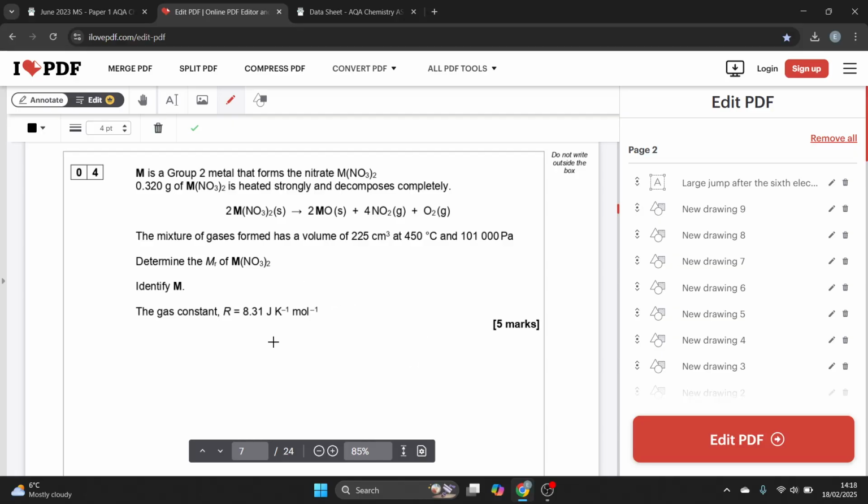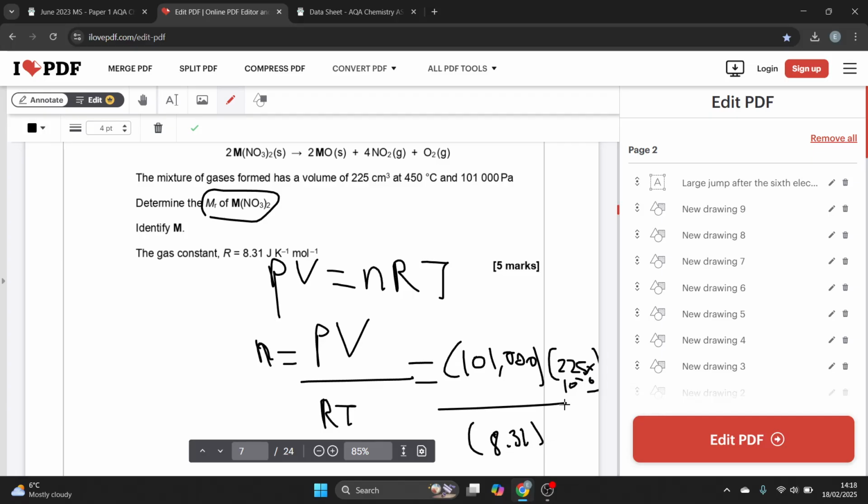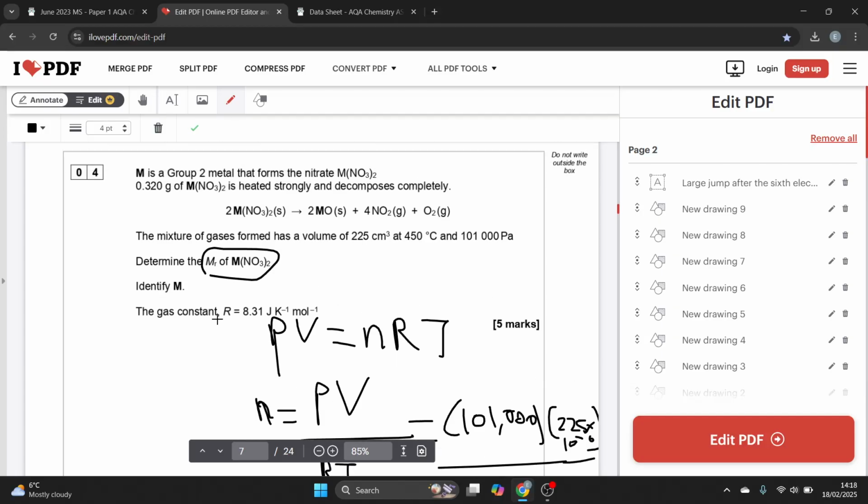So immediately I'm thinking ideal gas equation, and I want to find the MR of something, so I'm going to use moles. This question is that simple, but there are subtle tricks to it that you need to be careful of. So I find the number of moles: pressure in pascals, already in pascals, times volume 225 in meters cubed, times 10 to the power minus 6, divided by 8.31 times temperature in Kelvin, so 450 plus 273.